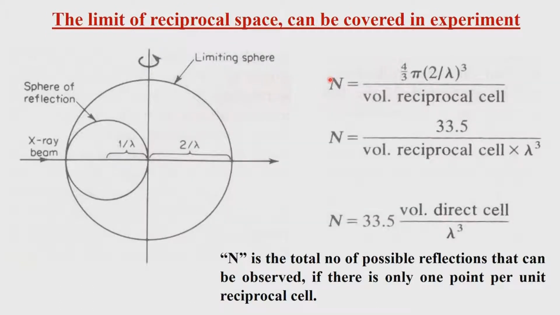So the way in which we can express this will be in a slightly different way. In fact we can calculate how many reflections can come in a given experiment. Suppose we take 1 over lambda as the Ewald sphere, and 2 divided by lambda therefore will be the limiting sphere. We embed the reciprocal lattice behind this particular sphere, or through the particular sphere.